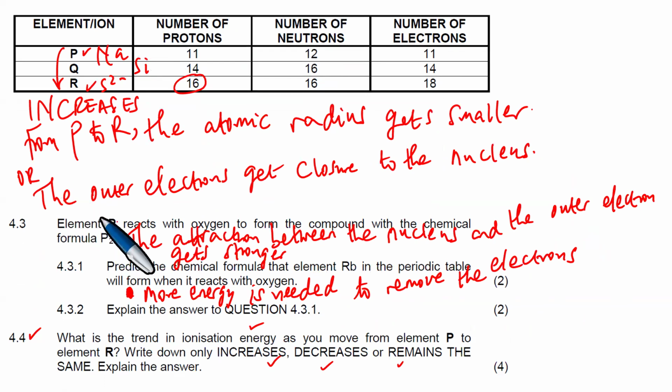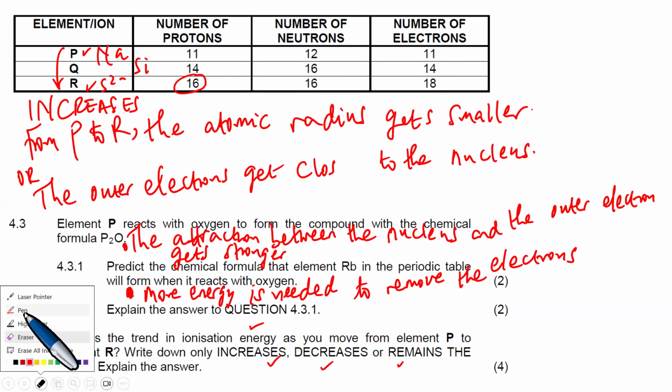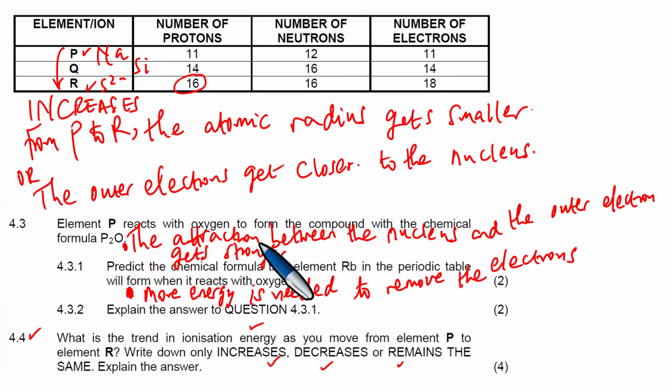And we're able to see that the outer electrons get closer to the nucleus. All right, so the outer electrons get closer to the nucleus. Okay, I need to write quite clearly here. The attraction between the nucleus and the outer electron gets stronger. More energy is needed to remove the electrons. Right, so that is what we are able to see.